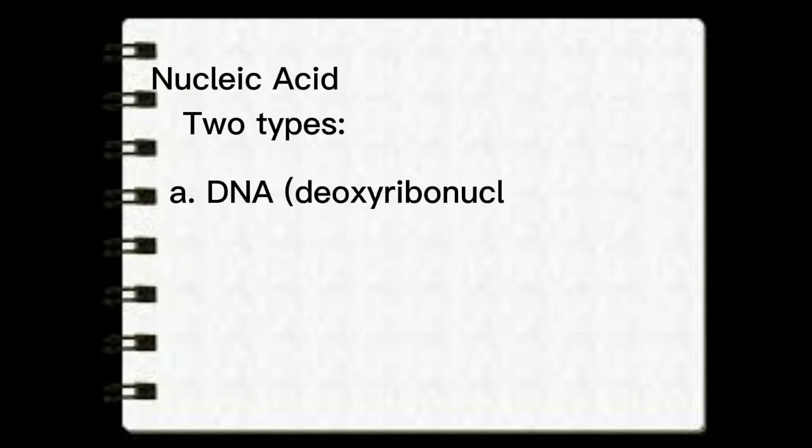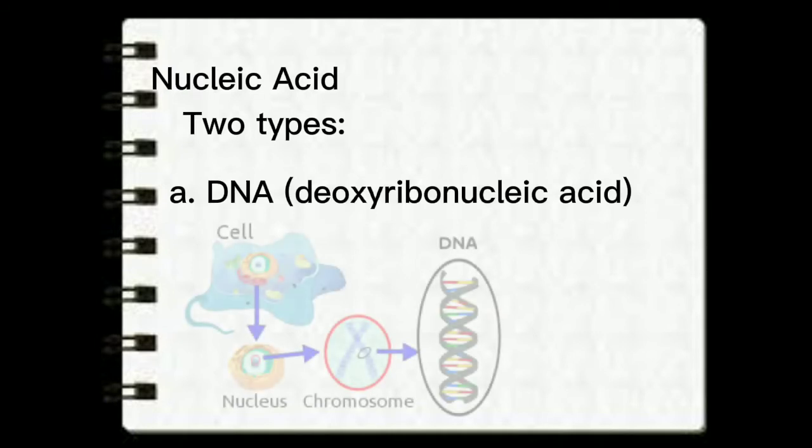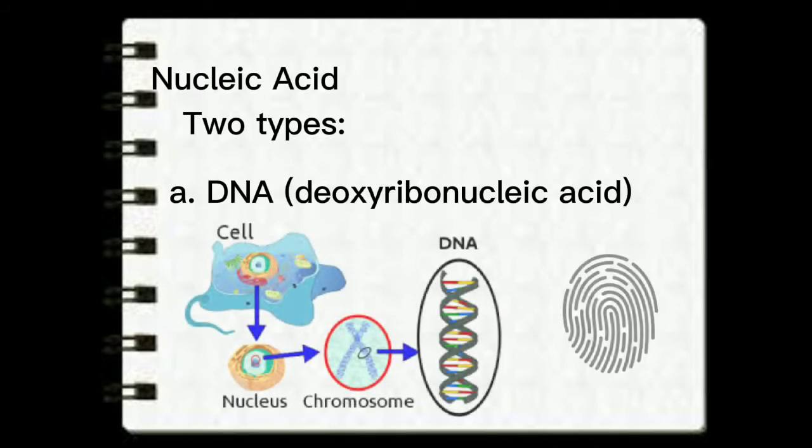There are two types of nucleic acids. First, we have the DNA, which stands for deoxyribonucleic acid. It is found within the nucleus of every cell. Your DNA is like your thumbprint. It is yours and yours alone. DNA holds the genetic information needed to make and control all cellular activities within a living organism.